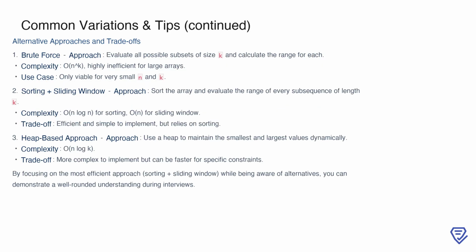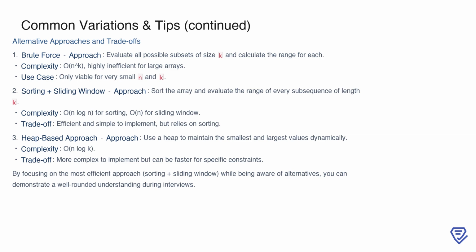When considering alternative approaches, it's helpful to understand their trade-offs. One option is brute force, where you evaluate all possible subsets of size k and calculate the range for each. While this method is conceptually straightforward, its O(n^k) complexity makes it impractical for larger input sizes. A much more efficient approach combines sorting with a sliding window. Sorting the array has a time complexity of O(n log n), and then evaluating the range of every subsequence of length k can be done in O(n). This method is both efficient and relatively simple to implement, which makes it the preferred solution.